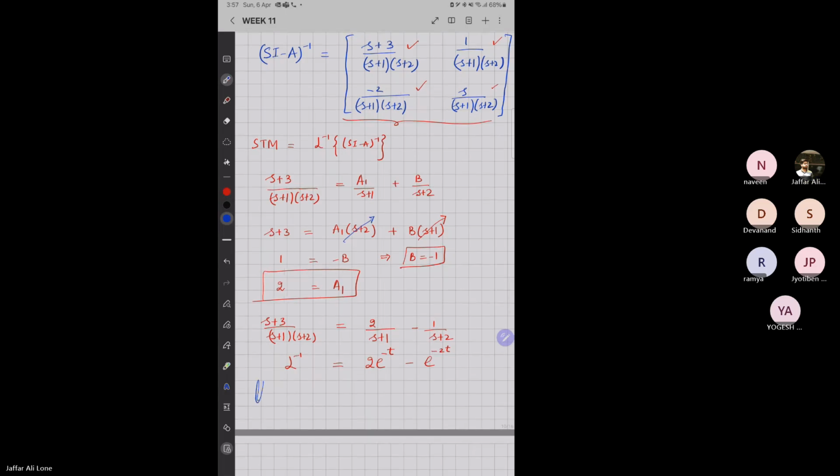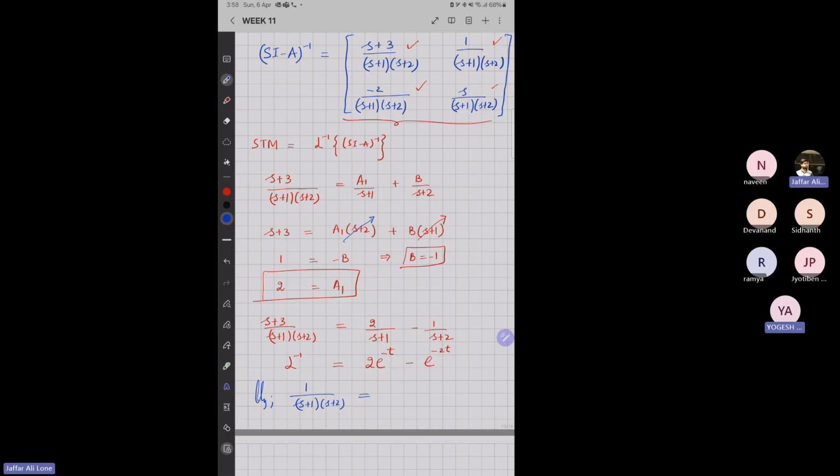Similarly, please tell me the Laplace inverse of 1 divided by s plus 1 and 1 divided by s plus 2. Please solve it. And similarly, the other two terms: minus 2 divided by s plus 1 into s plus 2, and s divided by s plus 1 into s plus 2. Anyone? Simple calculation. In 1 upon s plus 1 and s plus 2.